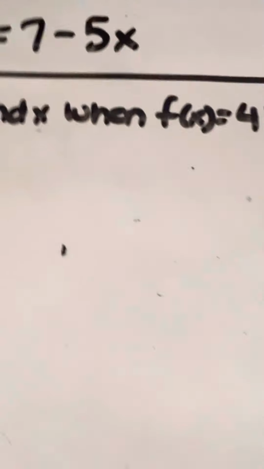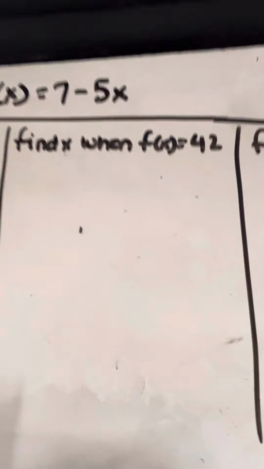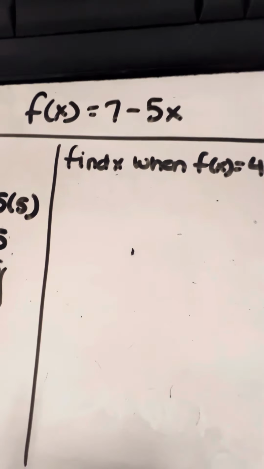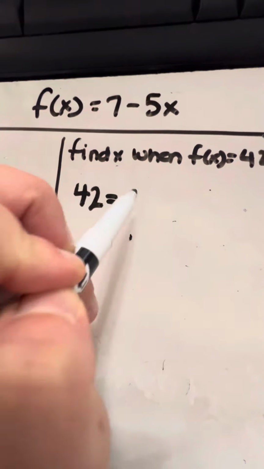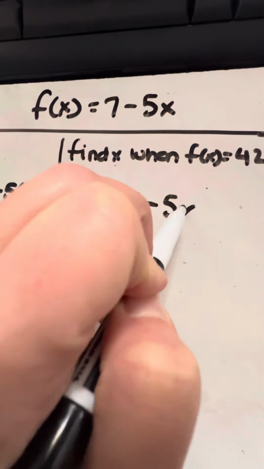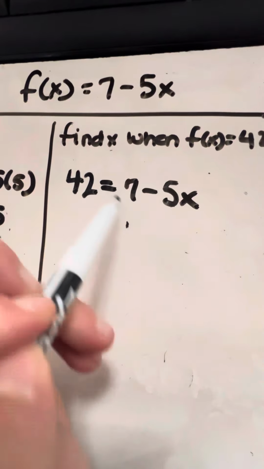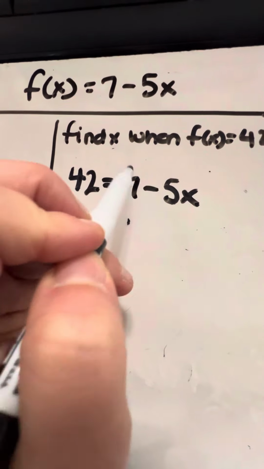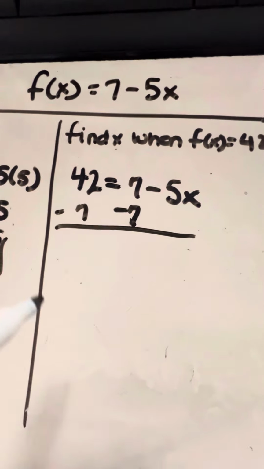Now the next part is asking me to find out what x is if f of x is equal to 42. So in this equation, still working with it, we're going to just replace f of x with the number 42. And in this case, we're going to solve and get x by itself so we can figure out what the x actually is. So the first thing I want to do is move that 7 over to the other side. Since it's a positive, I want to do the opposite, which is to subtract 7 on both sides.